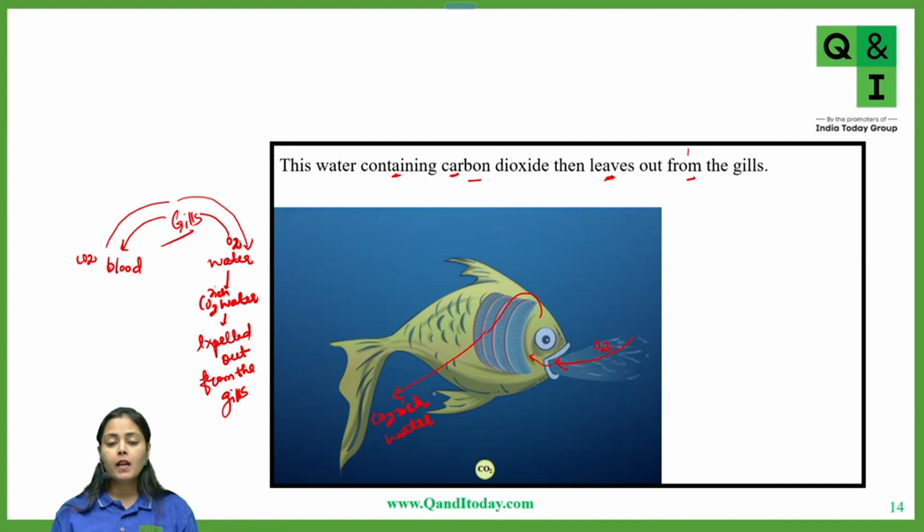Please remember this: the carbon dioxide-rich water exits from the gills, not from the mouth. In humans, we take up oxygen from the nose, and carbon dioxide is also exhaled from the nose only. But here oxygen-rich water is entering from the mouth, whereas carbon dioxide-rich water is coming out from the gills. Clear? Is it clear to everyone? Have you understood this?